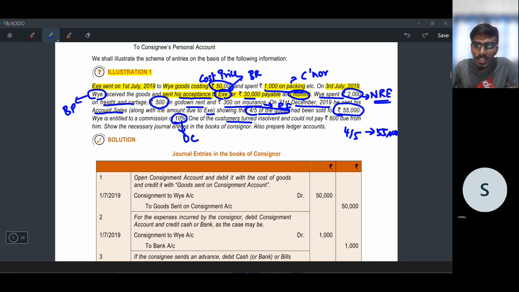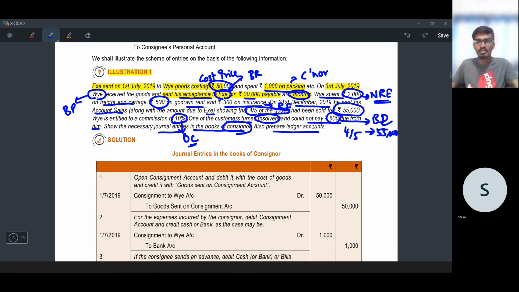One of the customers turned insolvent and could not pay 600 due from him. It means this 600 is a bad debt. Here W is entitled only to ordinary commission, hence the bad debt is to be borne by the consignor. If a del credere commission were given to the consignee, then the consignee would have to bear the bad debts.